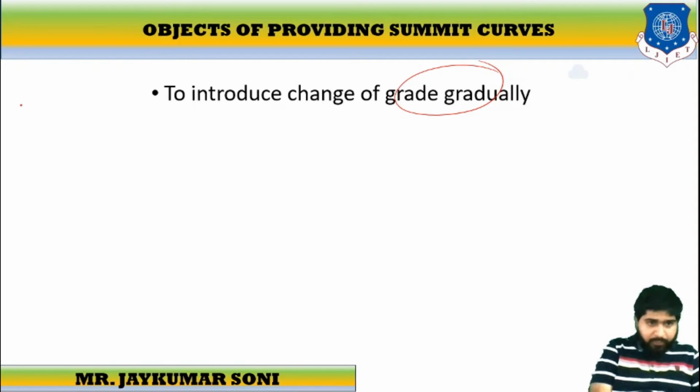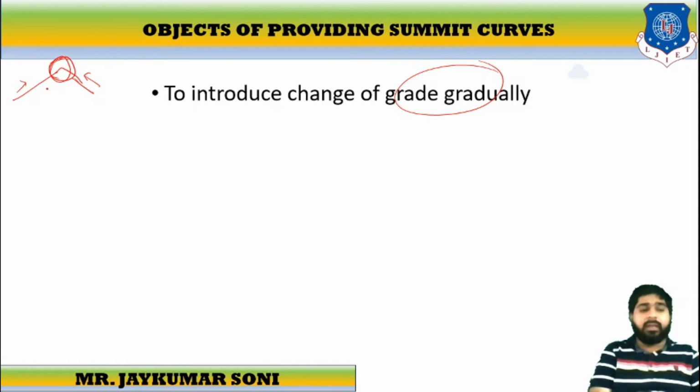See, if one gradient of road is like this and one is like this, this is not how the road can be constructed. Otherwise, it will create discomfort to the passengers. So we have to smoothen out this profile like this. So gradually this change of grade can be introduced with the help of a summit curve.